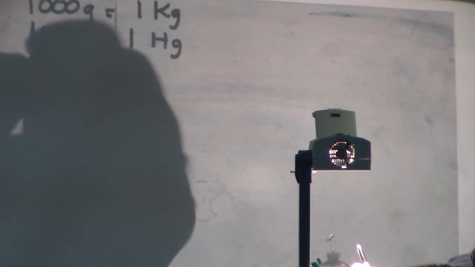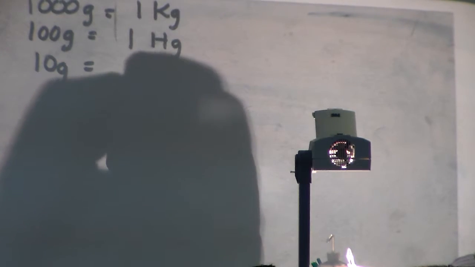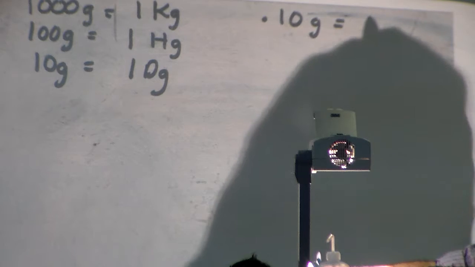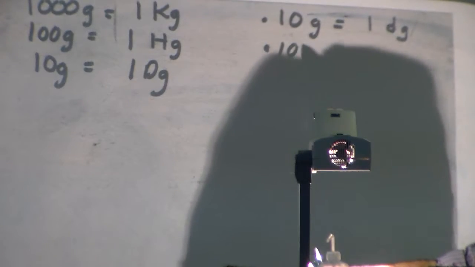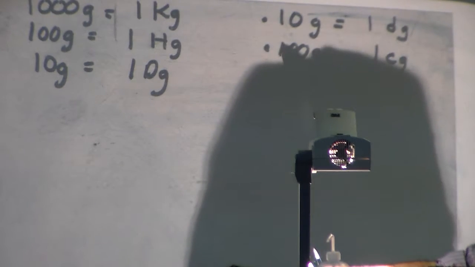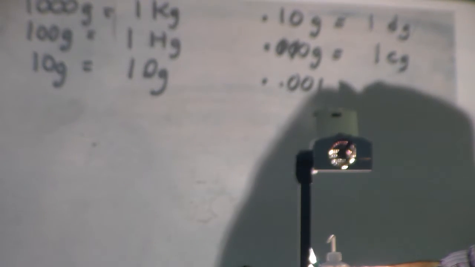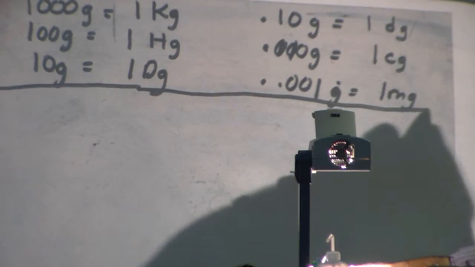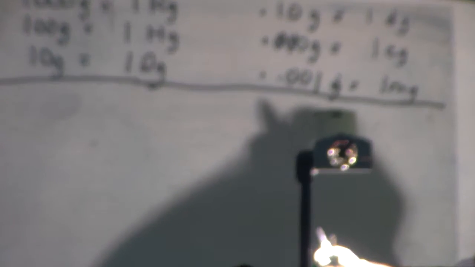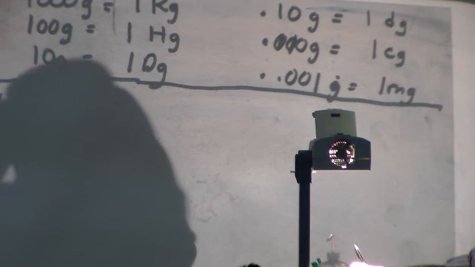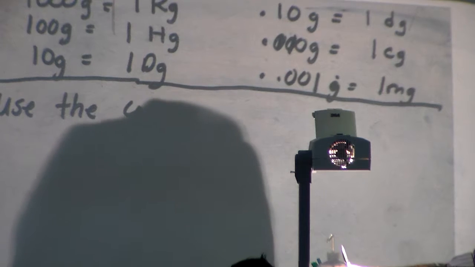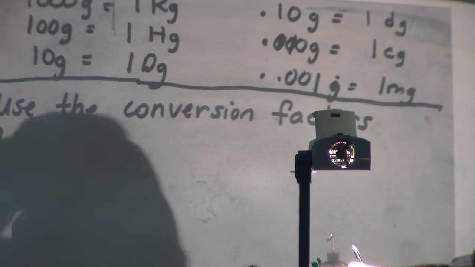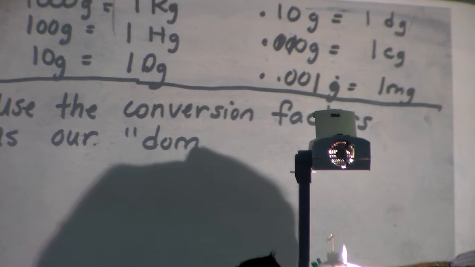Hectogram, which is hecto. Good job. 10 grams equals 1 decigram. 0.1 grams equals 1 centigram. 0.001 grams equals 1 milligram. So we're going to use these as our dominoes, or use them as our ratios. These are called conversion factors. Remember the dominoes from yesterday.